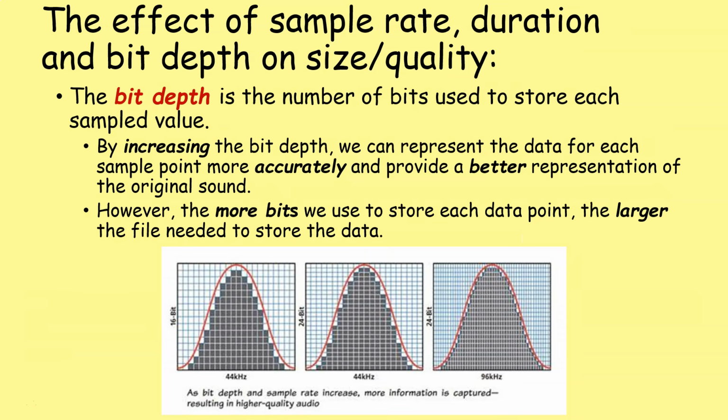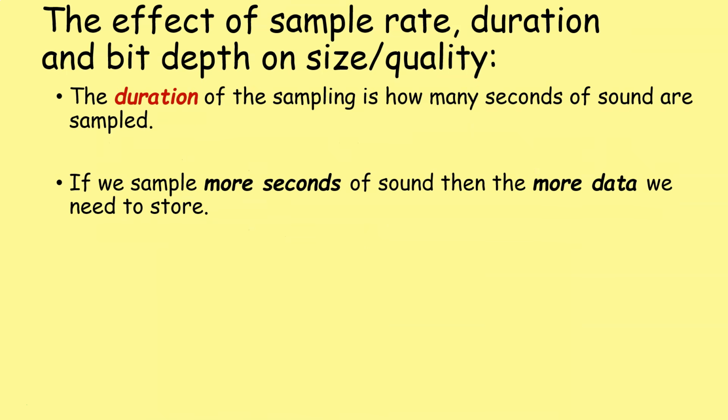The bit depth is the number of bits used to store each sampled value. By increasing the bit depth, we can represent the data for each sample point more accurately and provide a better representation of the original sound. However, the more bits we use to store each data point, the larger the file needed to store the data. The duration of the sample is how many seconds of sound are sampled.